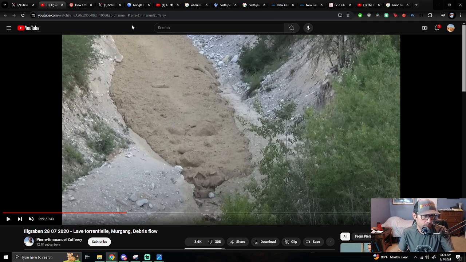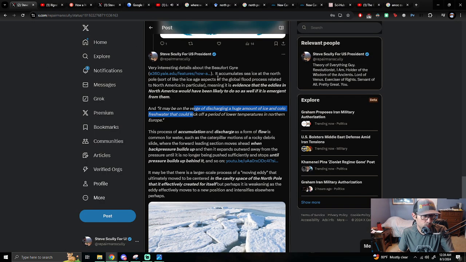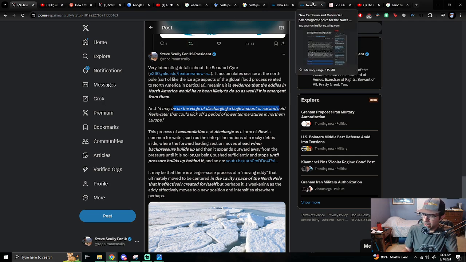As this flow happens, it gives me the impression that it has this process of accumulation and discharge, maybe on the verge of discharge. That means it has a process of accumulation and discharge. It doesn't mean, oh, it's just accumulated and now it's discharging. No, it does not mean that.